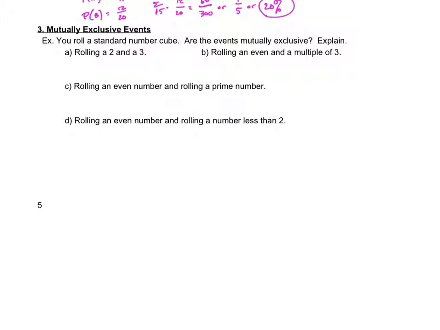As we start talking more about probability and mutually exclusive events, what does that mean? We want to know, if they're mutually exclusive, can they happen together or can they only happen independently? If we're rolling a standard cube, which we're going to assume is a standard 6-sided die, and we're looking at rolling a 2 or a 3, can we ever roll a 2 and a 3 at the same time with one 6-sided die? No.